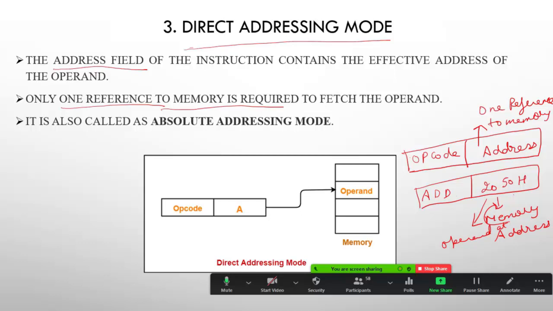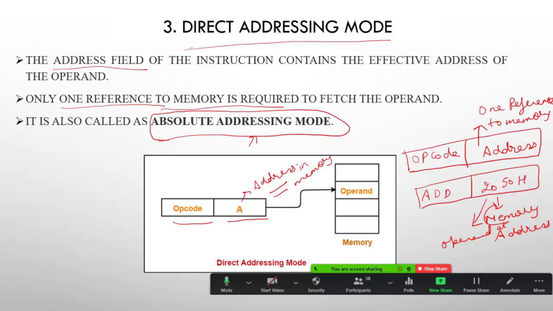So this is also called absolute addressing mode. Why is it known as absolute addressing mode? Because you are able to find the value of the operand directly at the given address. This diagram shows the opcode, and A is the address in memory where the operand is actually stored.